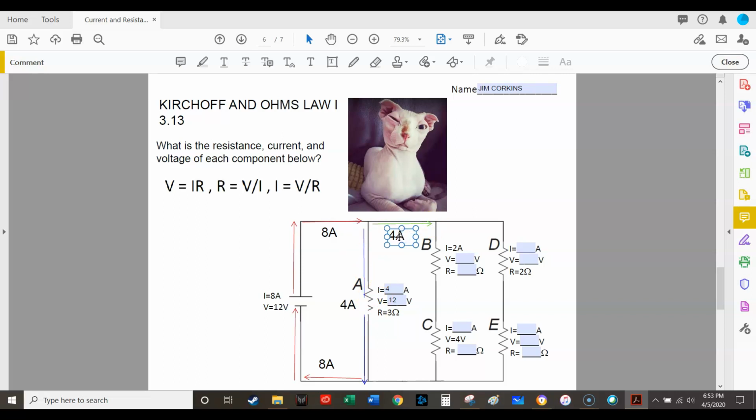Okay? And that means 4 amps has to be heading down on this bottom branch guy too. Okay. So now we have that. So 8 amps flows in, 4 amps leaves, 4 amps heads down, joins up again with the green 4 amps to make 8 amps. Well, now we have a second junction, okay?